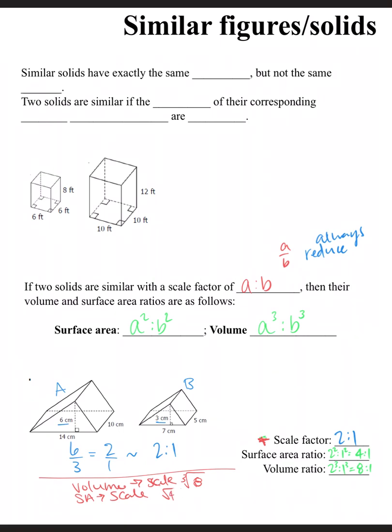So going from scale factor to the others, we're squaring and cubing. To go in the reverse order, we're going square root and cube root.